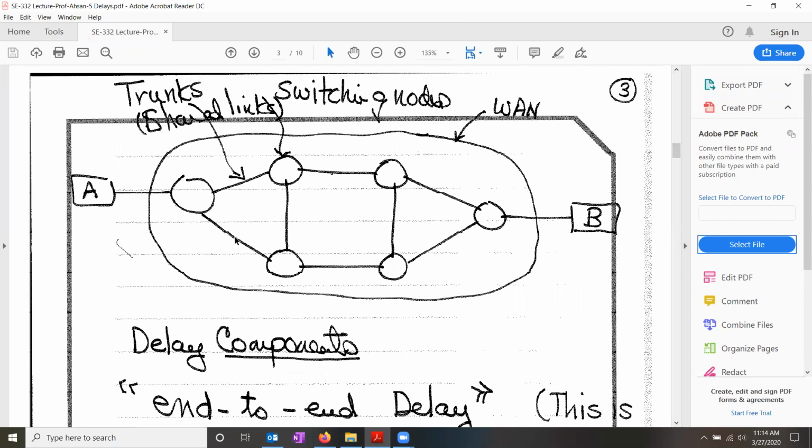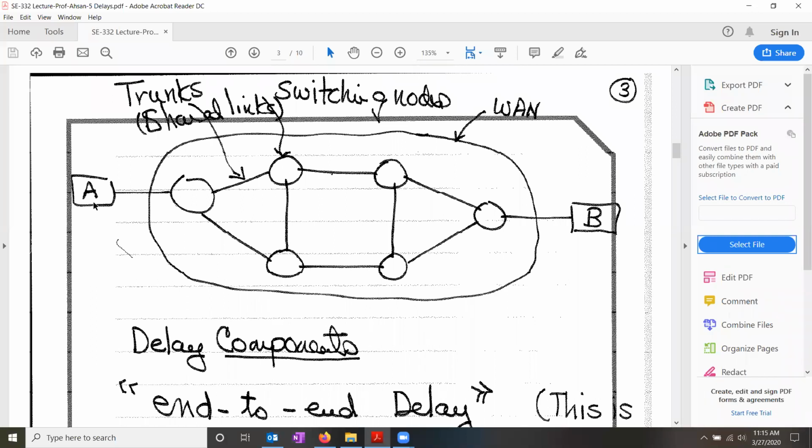Okay, this is a six node diagram representing a wide area network in which users A or B are connected, and these nodes are connected to each other with communication links known as trunks. And these are basically communication media that is used to share traffic between different users.